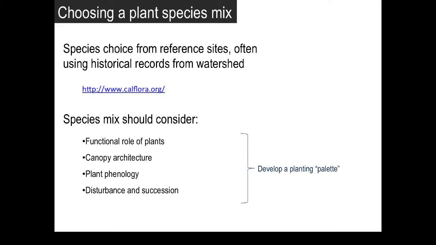Some of the later successional species we may assume are going to appear through recruitment, but we do need to actively plant species that are going to serve effectively as a nurse system. So those are just some examples of additional considerations when choosing your planting palette.